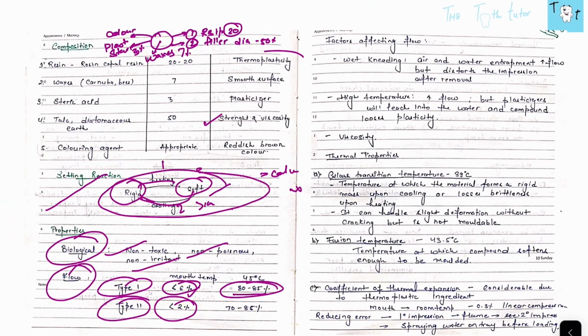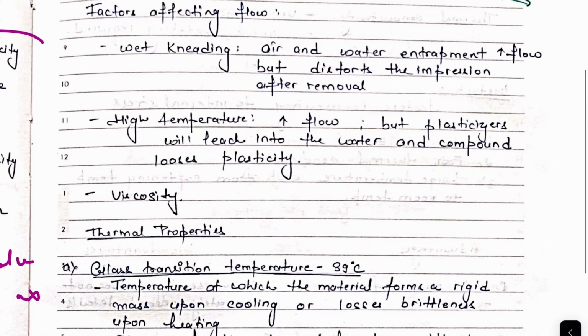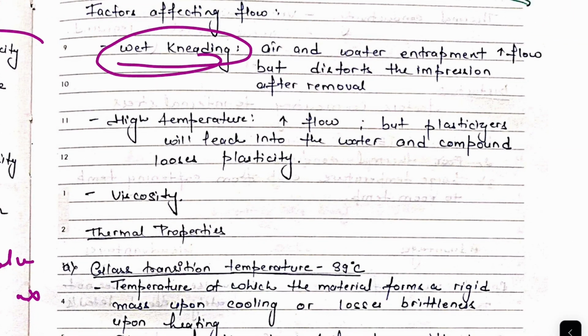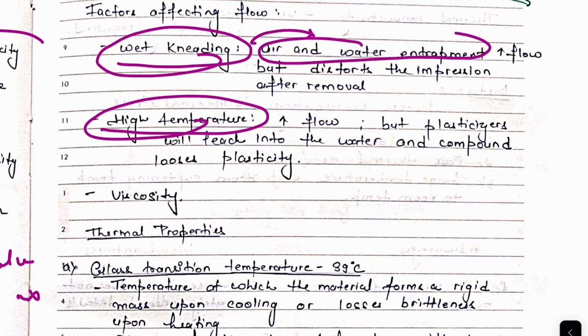Now talking about the factors affecting flow. So there are only two factors. First is wet kneading. So this will affect flow, and there is high temperature. But the problem with wet kneading is that it can cause entrapment of air and water in the dough while we are kneading it, which disrupts the properties. Okay, it can cause permanent deformation.